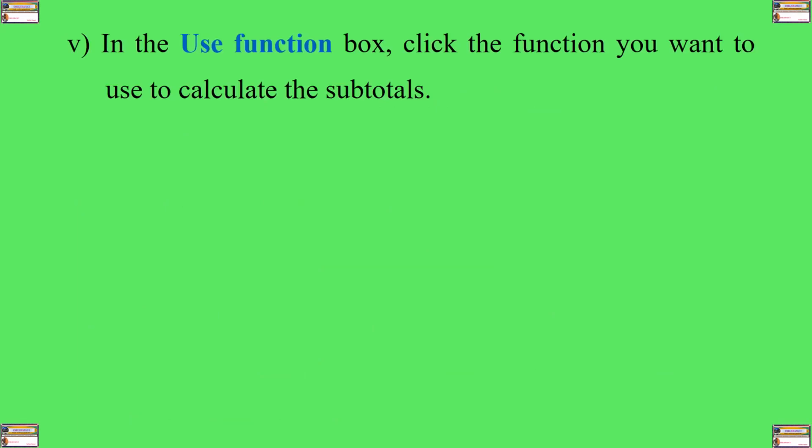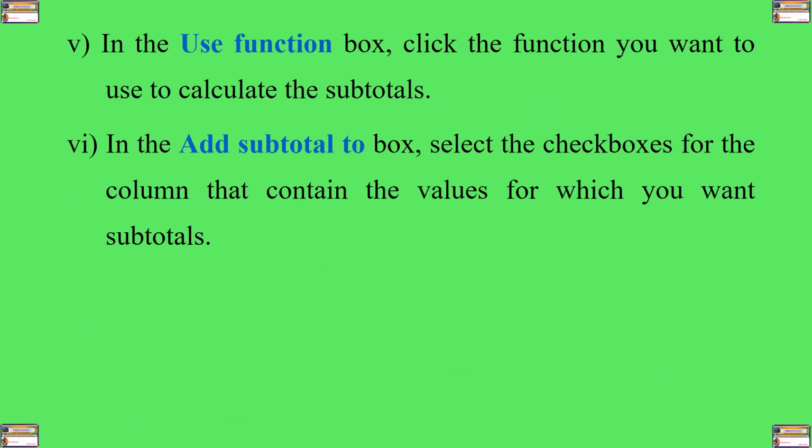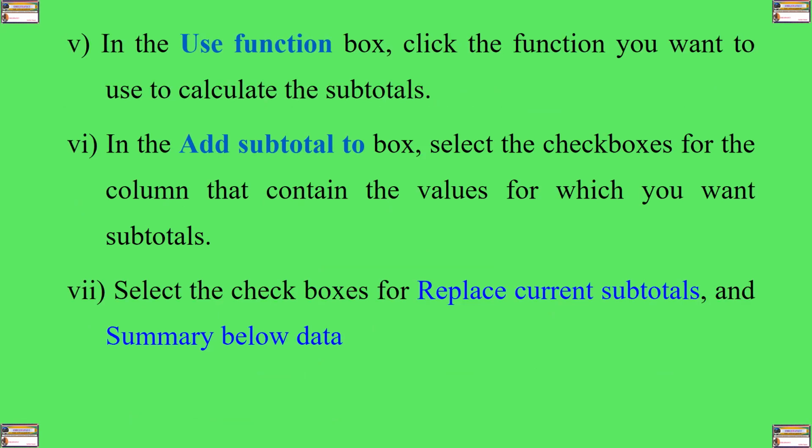Number five, in the use function box, you click the function you want to use to calculate the subtotals. Number six, in the add subtotal to box, select the checkboxes for the column that contain the values for which you want subtotals. Then number seven, you select the checkboxes for replace current subtotals and summary below data. Lastly, you click on the OK button to apply.